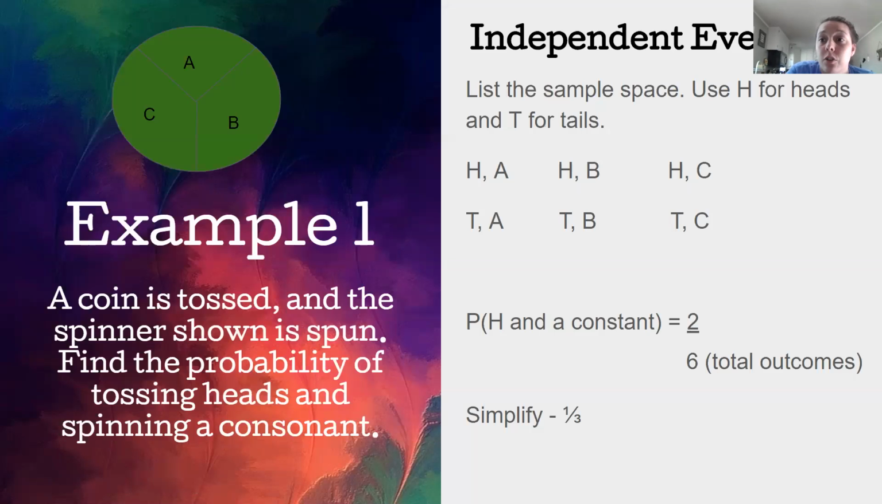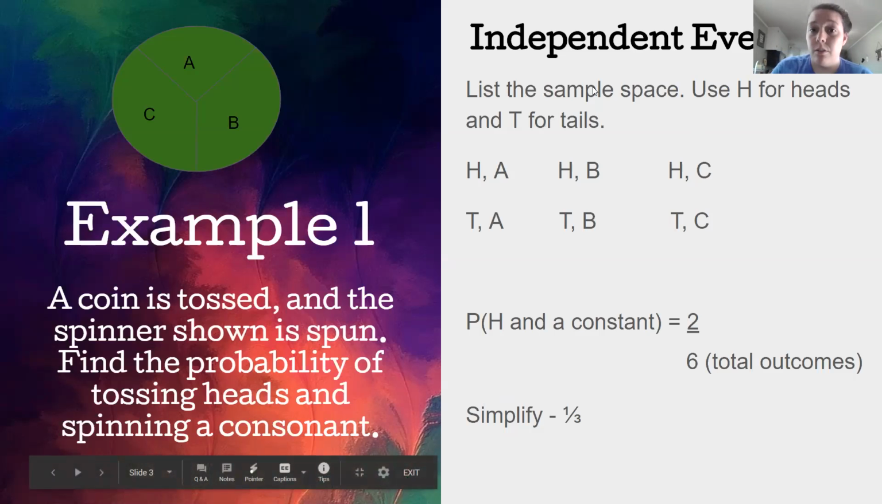Looking at this first example, this is an independent event. The example is over here. It says a coin is tossed and the spinner shown is spun. The spinner has letters on it, A, B, and C. It says find the probability of tossing heads and spinning a consonant. Okay, so not a vowel. Your choices of spinning a consonant would be if it lands on B or on C.